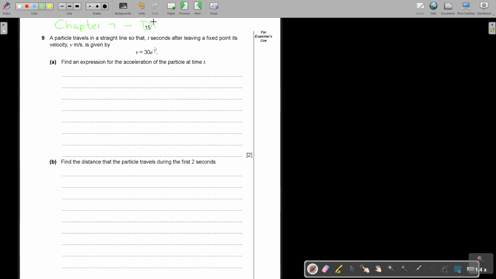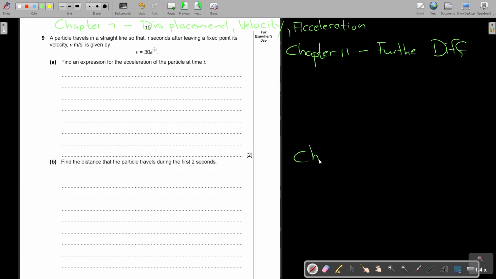And there it's going to be under displacement, velocity, and acceleration. But also, you will see in chapter 11, in the first one, which is further differentiation. And then for the second one here, it will be chapter 12, which is further integration. Okay, so also, you can look there in the book on page 480. That will help you.